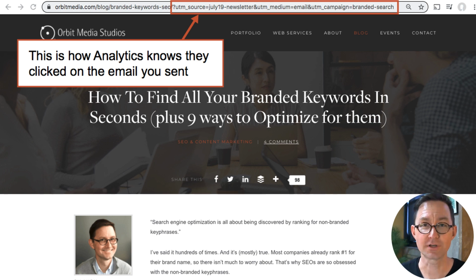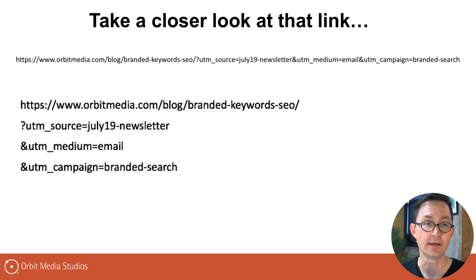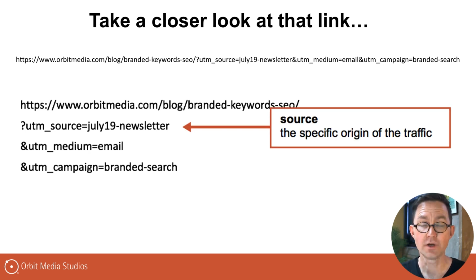Let's take a closer look at that link. Okay, I've copied and pasted it into this. It's too small to see there, so I'm going to break it down and deconstruct campaign tracking code for you. It looks like this. I've wrapped the line here so you can see. So the top part there is the link. That's the destination, the page, that's where you go. The next thing you see is a question mark, which indicates that this is the beginning of a string of parameters. The next one is the source. The source is the specific origin of the traffic. It starts with utm_source equals. That is the specific origin of traffic.